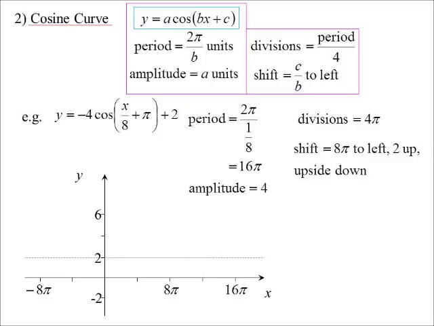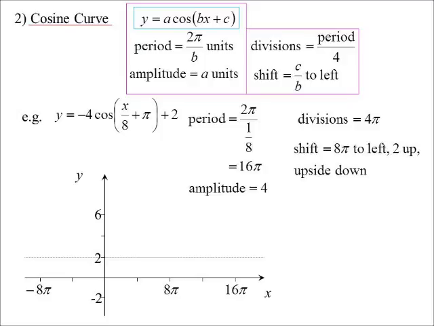Now, because this one is shifting up 2, I'm just going to draw in a horizontal line. It's actually dotted. I don't know if you can see it from where you are, but that is actually dotted. Just so I know where to plot the axis of the curve.